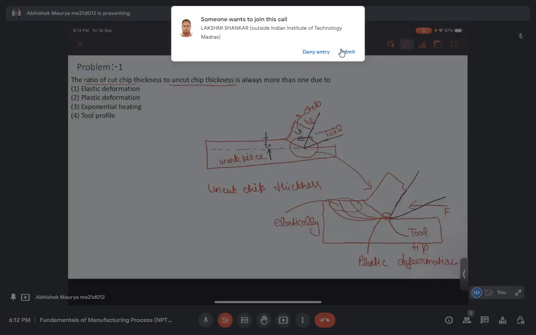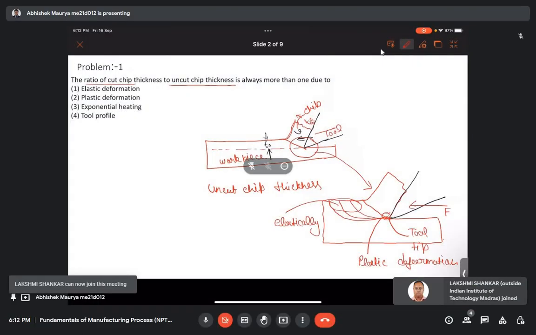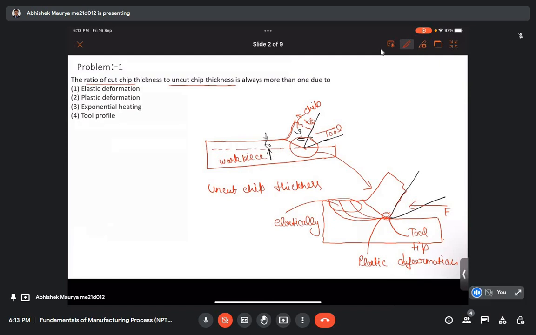we are continuously applying the force, then what happens? Still we are applying the force continuously, so the small plastic deformation which initiated near the tool tip, it starts propagating throughout the chip. And because of the shear, our material gets deformed along the slip plane. This is our shear plane. So our material gets deformed along the shear plane, which is a permanent deformation. And we know permanent deformation is called plastic deformation.